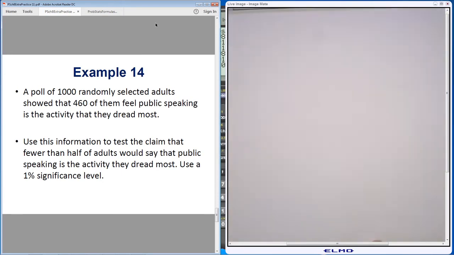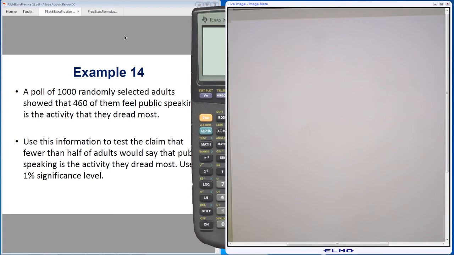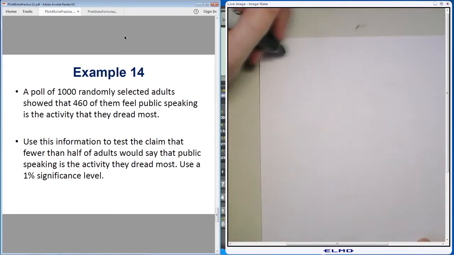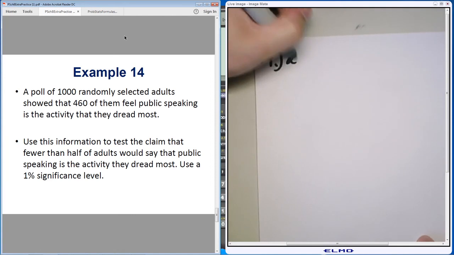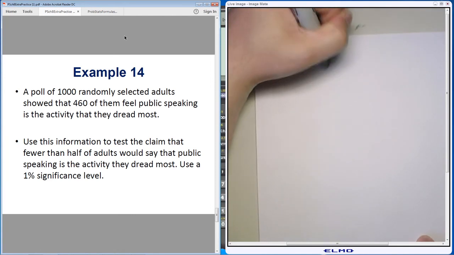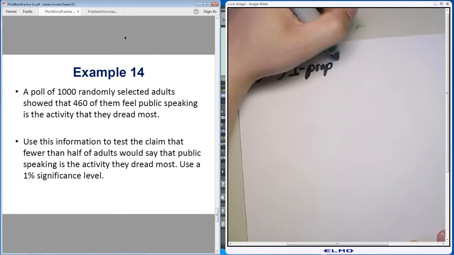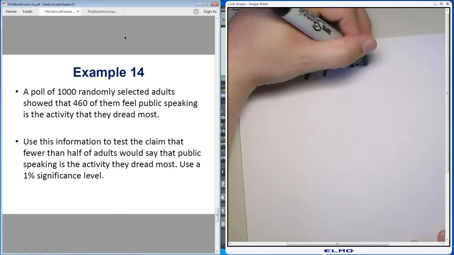On to 14. It says a poll of 1,000 randomly selected adults showed that 460 of them feel public speaking is the activity that they dread most. Use this information to test the claim that fewer than half of adults would say that public speaking is the activity they dread most. Use a 1% significance level. Number 14 is talking about less than half. Half is a proportion. So this is a 1 prop Z test.